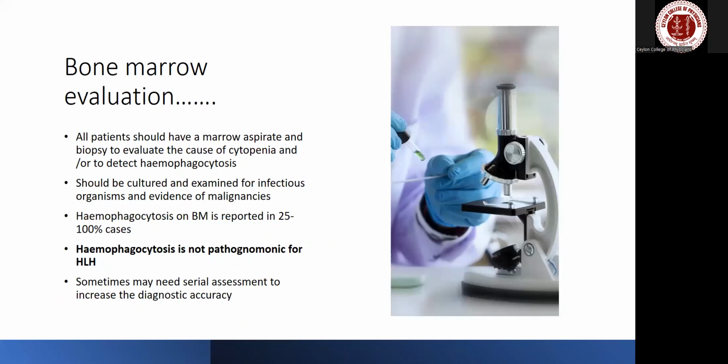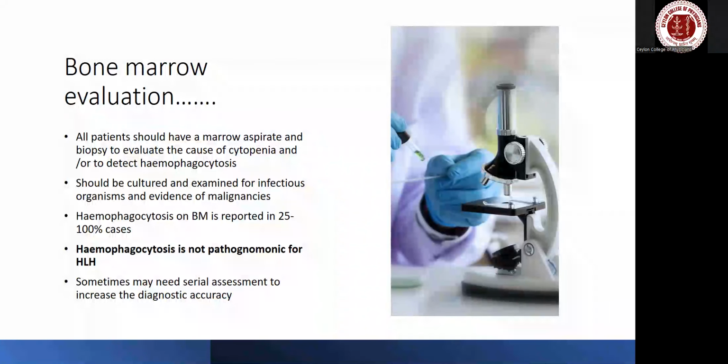So the bone marrow evaluation is very important here. All patients should have a marrow aspirate and a biopsy. One thing is to detect hemophagocytosis, because bone marrow is a reticuloendothelial organ. And apart from that, the advantage of going ahead with the bone marrow is, while assessing for hemophagocytosis, you can assess for the other differentials. You can look for the other causes of cytopenia, and you can look for evidence of malignancies infiltrating the marrow and causing the cytopenia as well. And this bone marrow should be cultured and examined for infectious organisms as well.